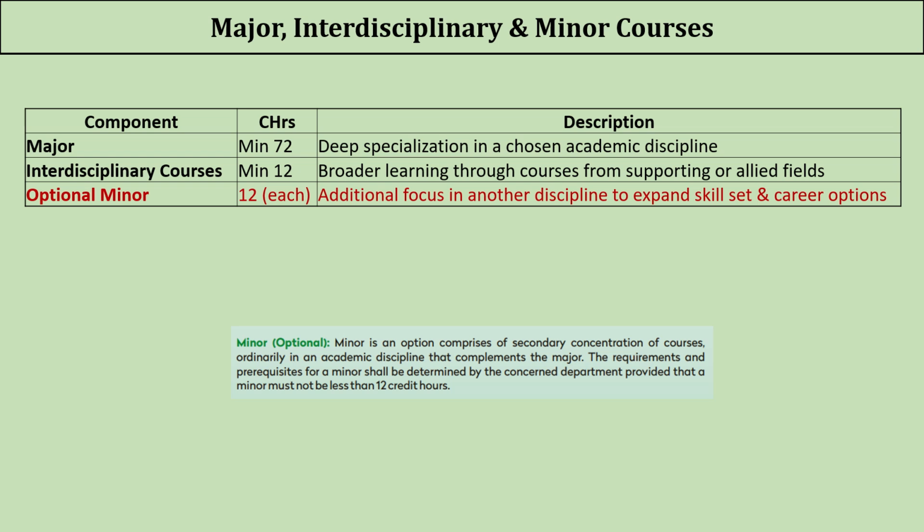This component of UGEP allows the student to not only specialize but also personalize their academic journey. The major builds strong disciplinary expertise. Interdisciplinary courses ensure students are exposed to different ways of thinking and solving problems. A minor provides additional tools. A student majoring in business might choose a minor in data analytics or communication to expand their marketability. Ultimately, the structure prepares students for dynamic careers where adaptability and cross-functional knowledge are highly valued.